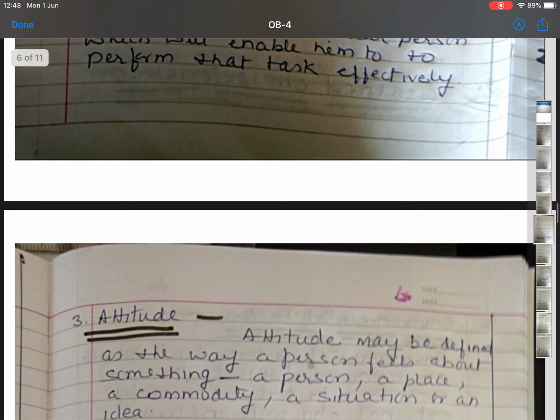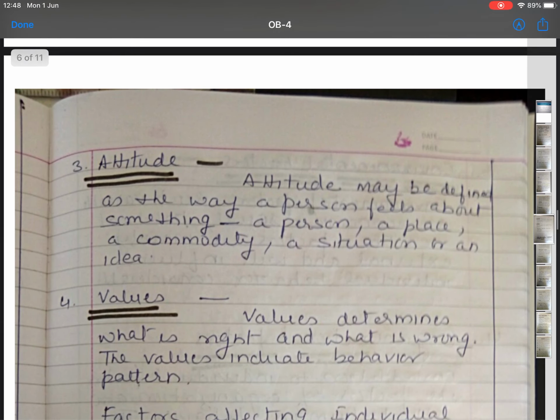Now the next one is attitude. Attitude may be defined as the way a person feels about something. It may be a person, a place, a commodity, a situation, or an idea. It expresses an individual's positive or negative feeling about some object.